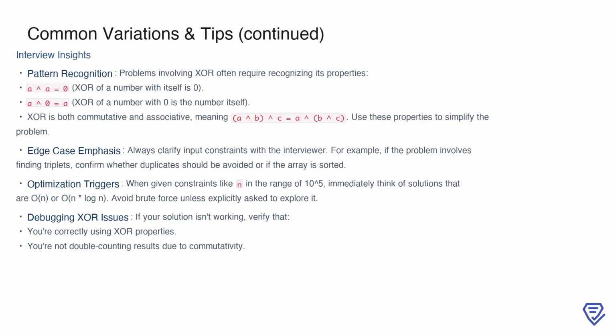In interviews, it's also critical to emphasize edge cases. Always clarify with the interviewer whether duplicates are allowed, whether the input array is sorted, and any other constraints that could affect your implementation. Another tip is to immediately associate constraints like n being in the range of 10 to the power of 5 with the need for O(n) or O(n log n) solutions. Brute force should only be considered if the interviewer explicitly asks for it. Lastly, when debugging XOR-related issues, make sure you're leveraging the properties of XOR effectively and that you're not accidentally double-counting results due to its commutativity.